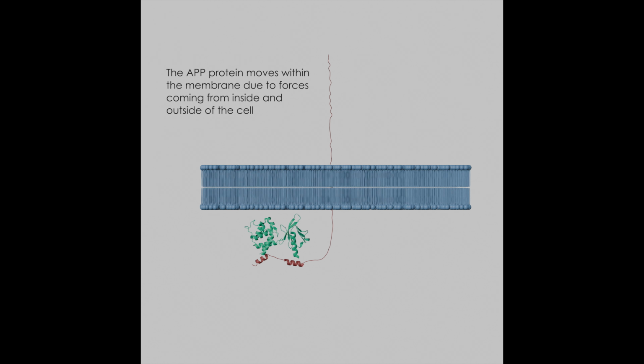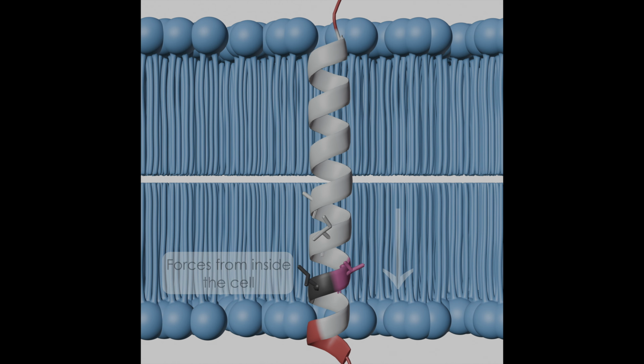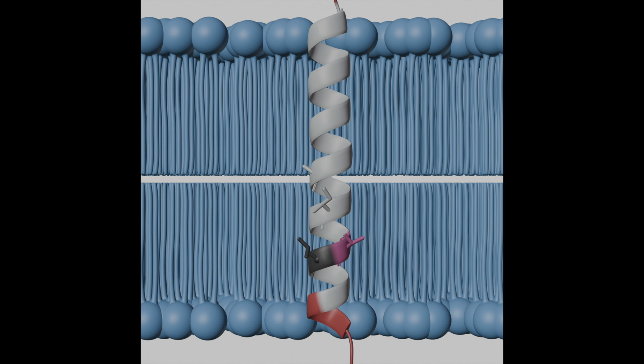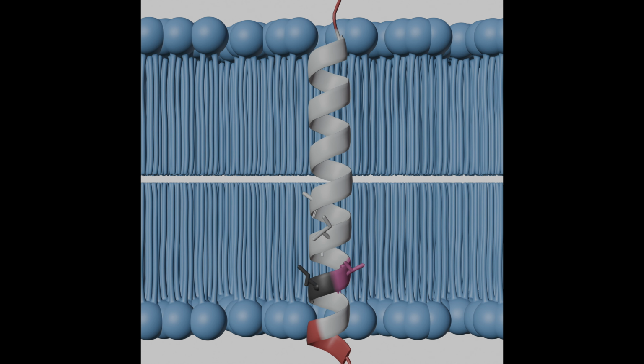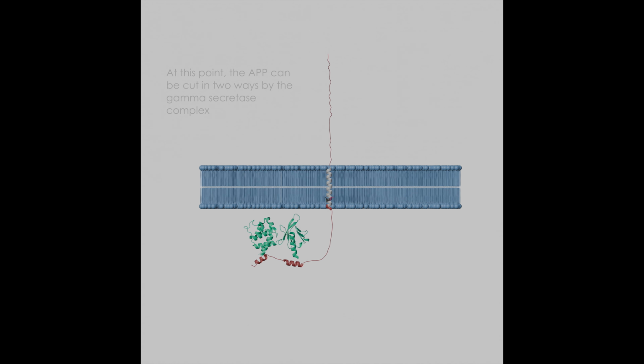The APP protein moves within the membrane due to forces coming from inside and outside of the cell. Here you can see forces from inside and outside of the cell pulling on the APP, moving it up and down in the membrane. At this point, the APP can be cut in two ways by the gamma secretase complex.